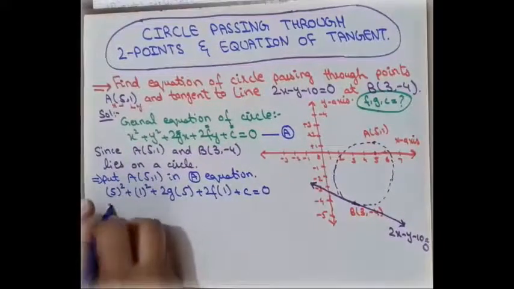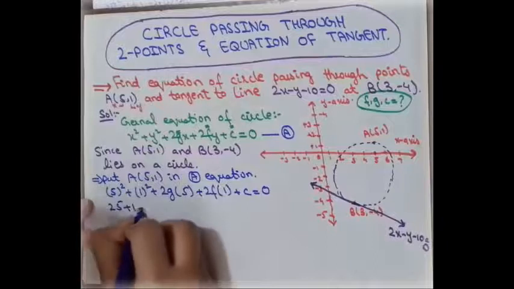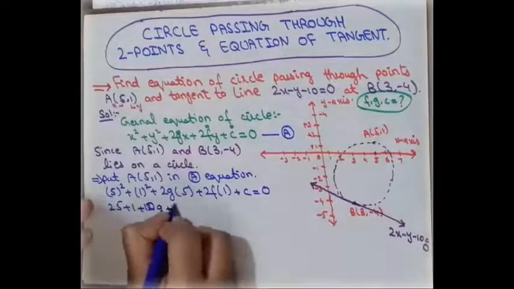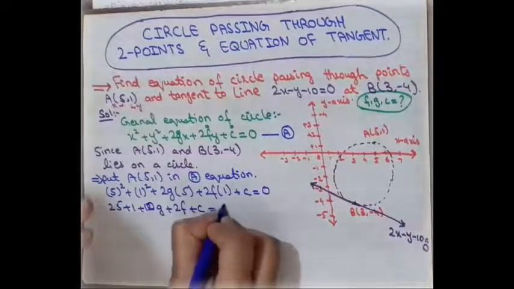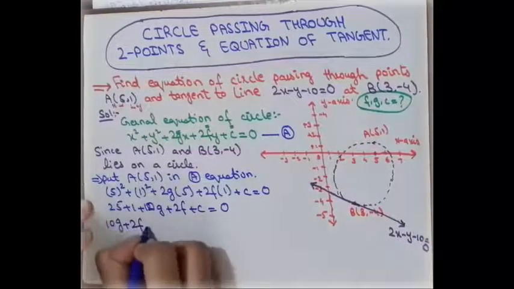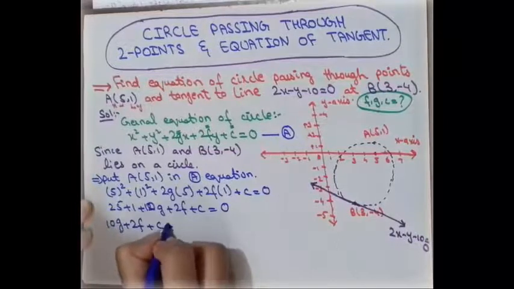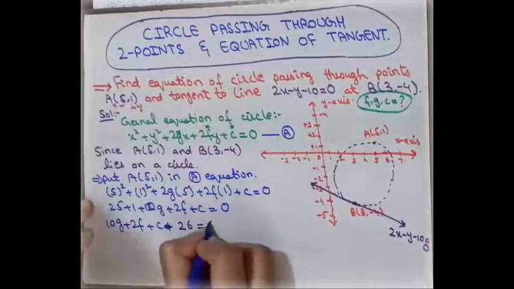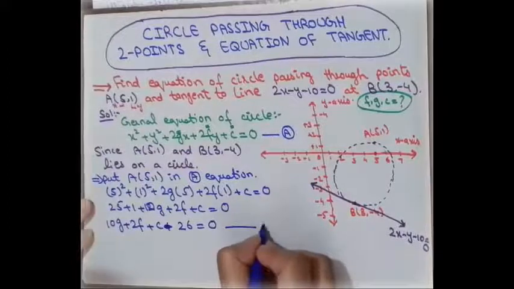If we take the squares, it will be 25 plus 1 plus 10g plus 2f plus c, which equals 0. If we solve it and write it as 10g plus 2f plus c plus 26 equals 0, here is our first equation.